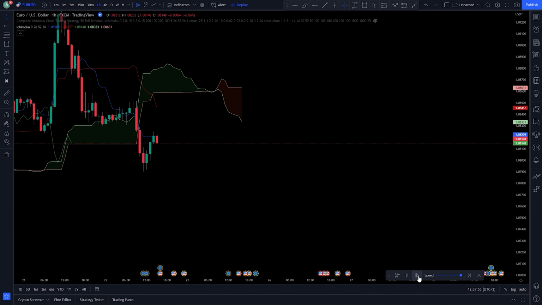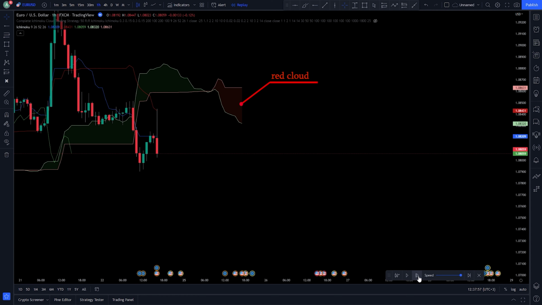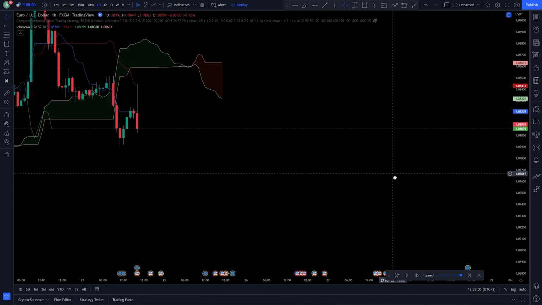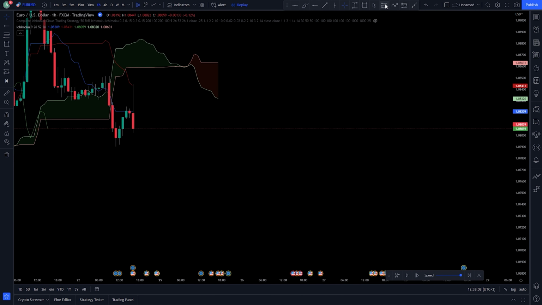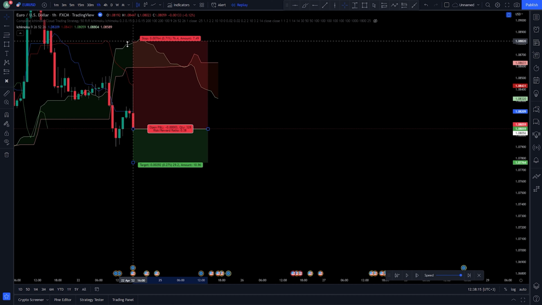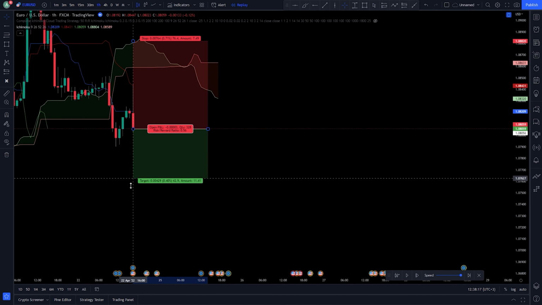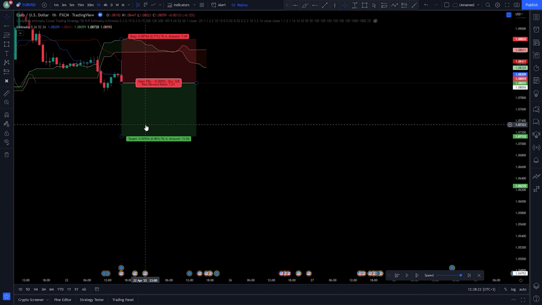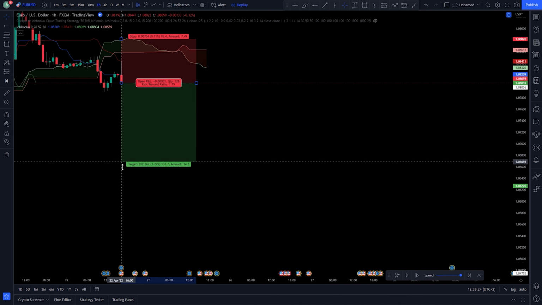For a short signal to be valid, we need a red cloud. The price must be below the cloud, the conversion line is below the baseline, and the lagging span line is below the cloud. Now we can take a short position. Our stop loss must be above the cloud, and the risk to reward ratio will be 1 to 2.